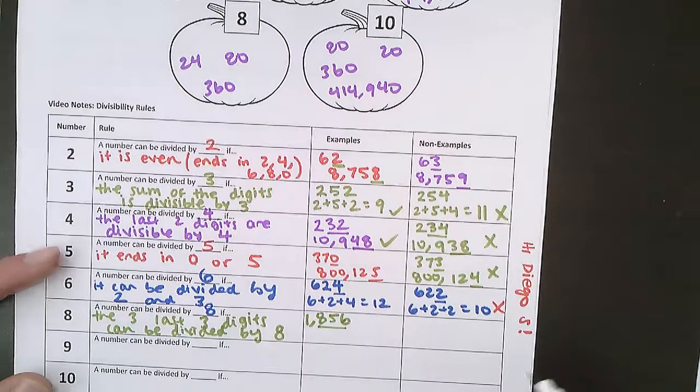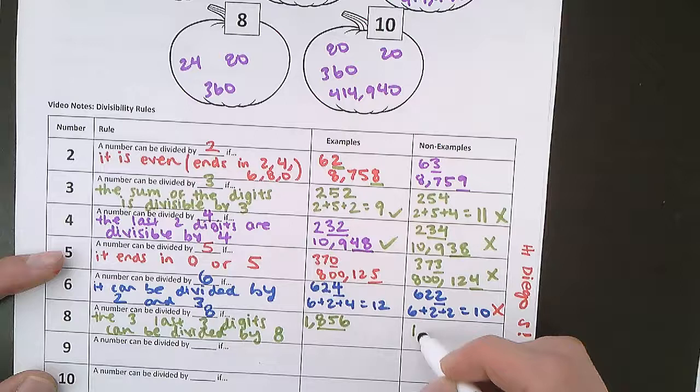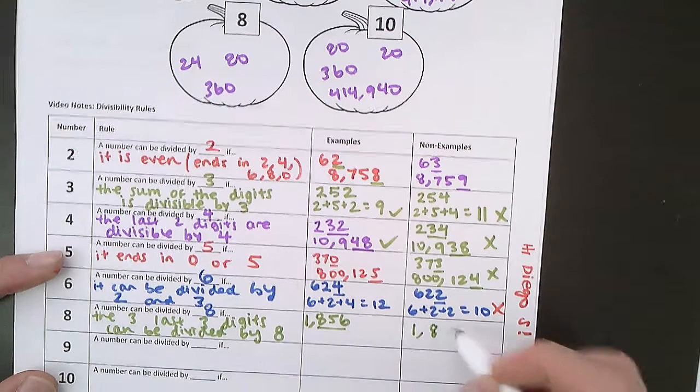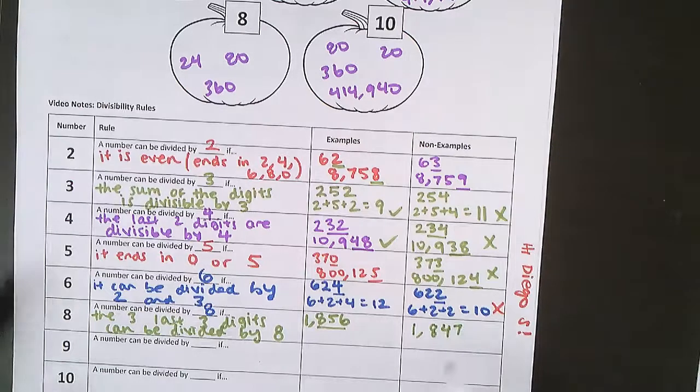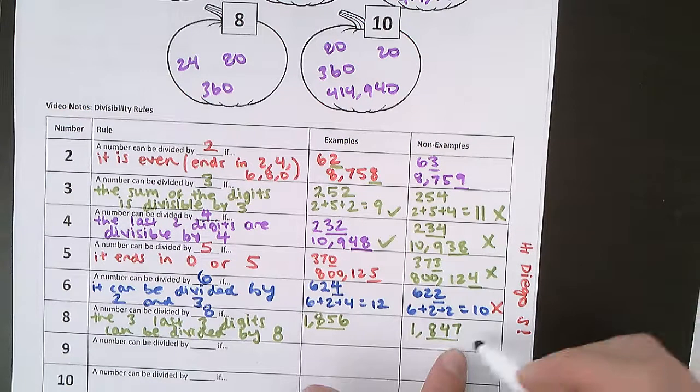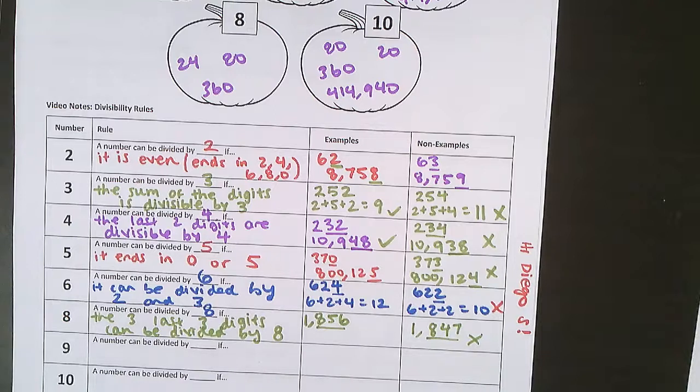That works. But let's say if I had 1,847. That would not work because I would check 847. 8 can go into 800, that works, but can 8 go into 47? It can't, so that doesn't work.